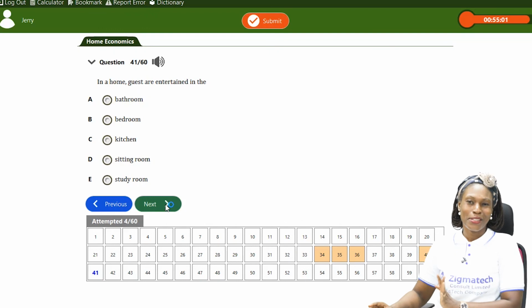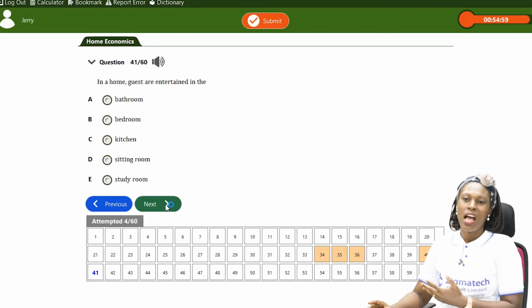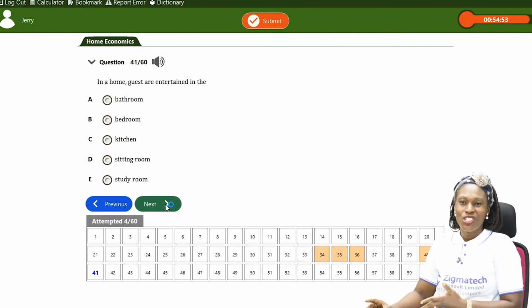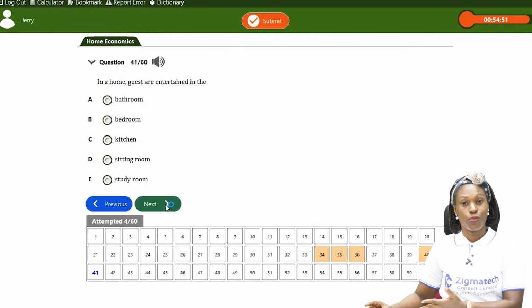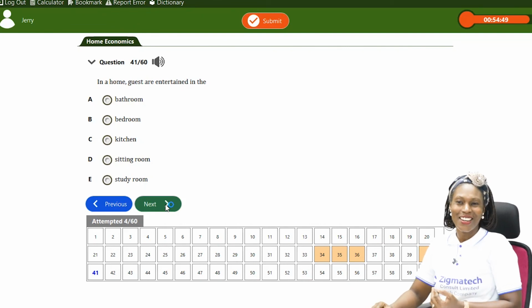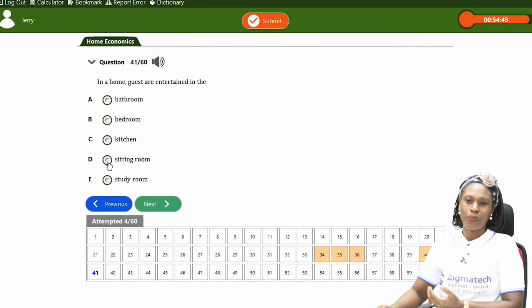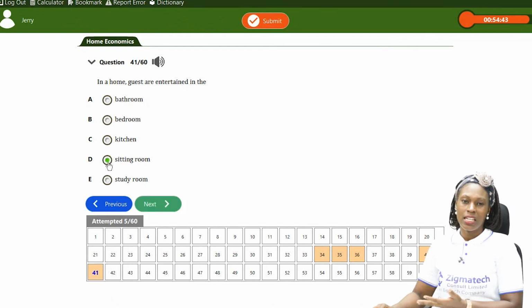Now, let's look at this question. In our homes, guests are entertained in A, the bathroom, B, the bedroom, C, kitchen, D, sitting room, E, study room. Where do you entertain your guests? Of course, we entertain them in the sitting room. The sitting room is where we entertain our guests.